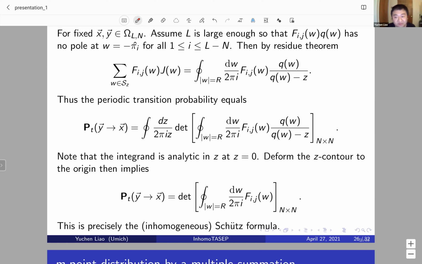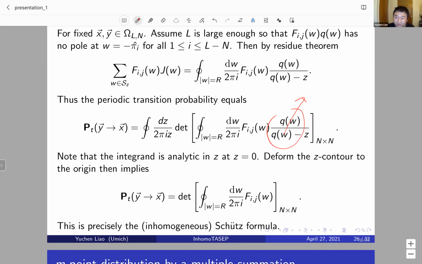Ignore those 1 over z factors. The thing in the determinant is analytic in z. So by deforming the z contour to 0, this factor basically disappears. It's 1 because now z is 0, and there's no discrete nature. You exactly get the continuous contour integral for the entry, and this is precisely Schur's formula.